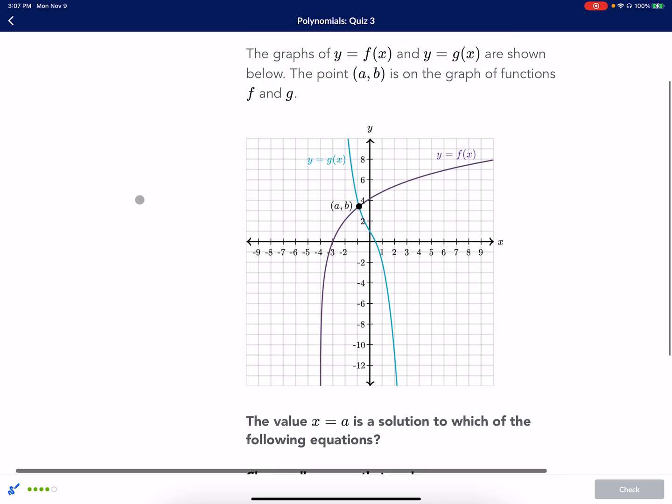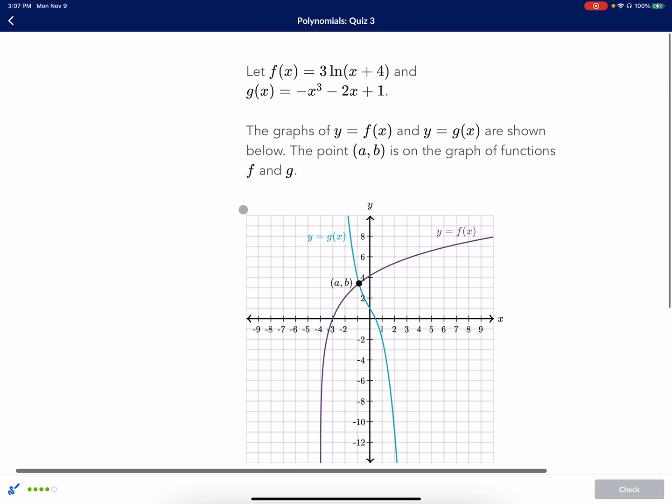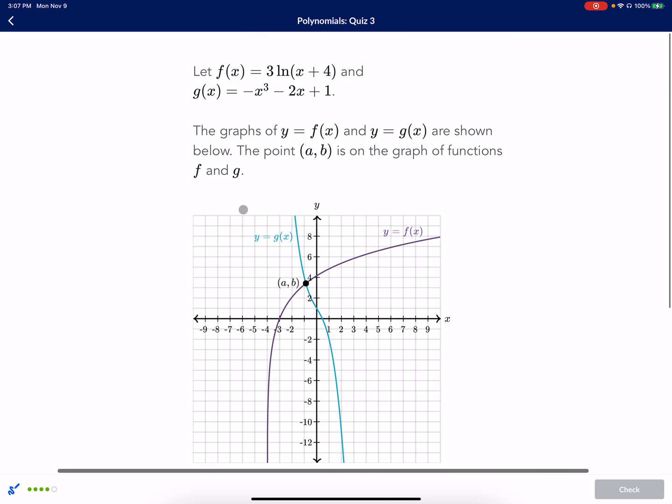Okay, all right, here's the last one, I think. 3 times natural log of x plus 4 for f of x, and g of x is negative x cubed minus 2x plus 1. All right, the graphs of f of x and g of x are shown. Okay, great. The point A comma B is on the graph of the functions, and it's right where they intersect.